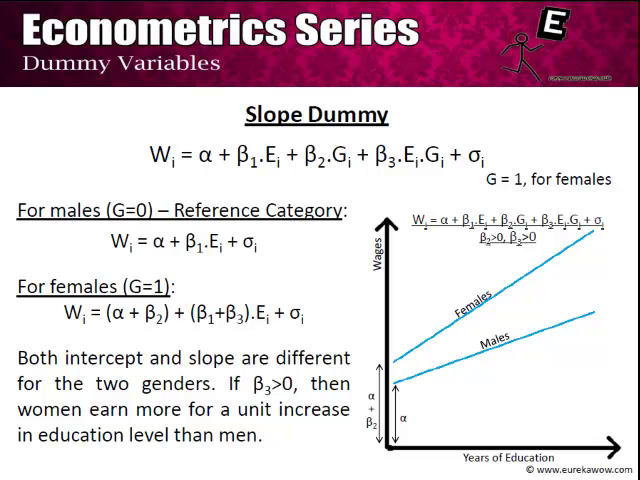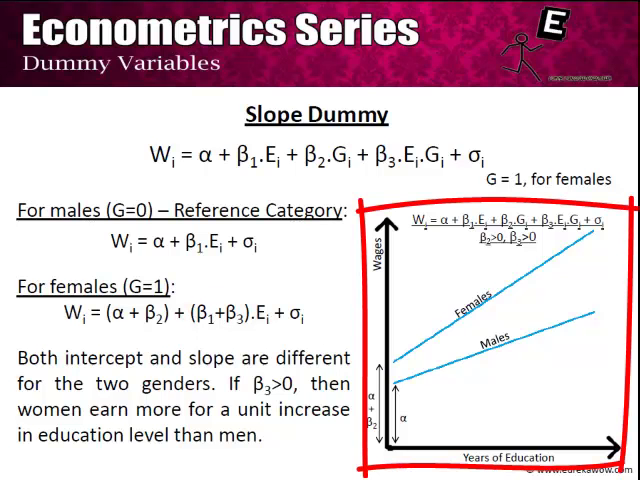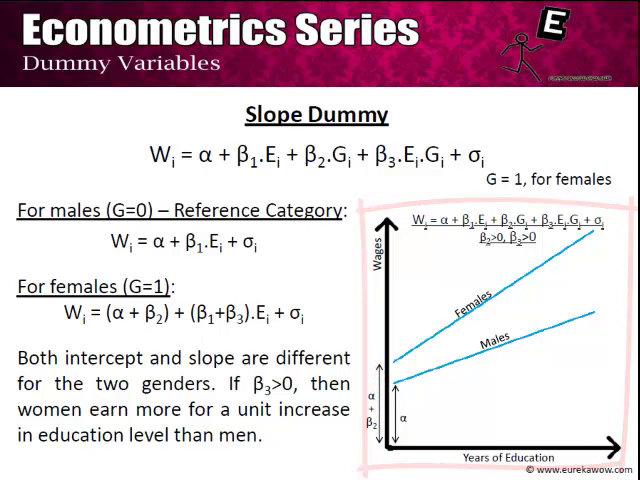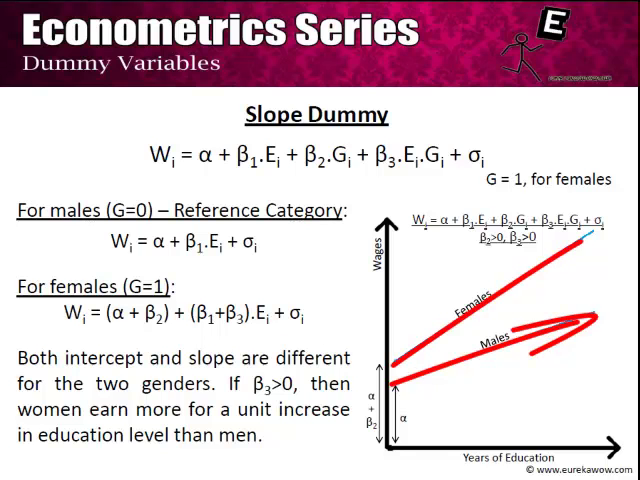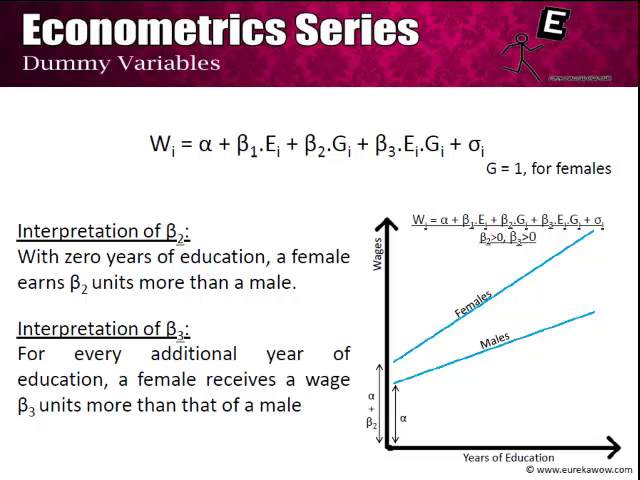When we represent it diagrammatically, what we see now is that these two lines not only have different intercepts. For example, the male intercept is alpha, whereas the female intercept is alpha plus beta 2, but they also have different slopes. The slope for the male line will be equal to beta 1, whereas the slope for the female line will be equal to beta 1 plus beta 3, and the female line will be steeper if beta 3 is greater than 0. The interpretation of beta 2 now, instead of being the difference at all levels of education, will become the difference at 0 level of education, that is the intercept.